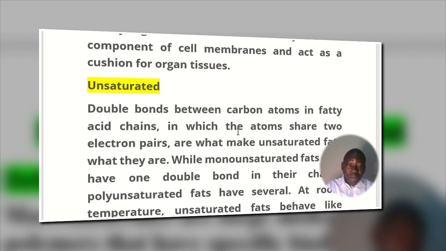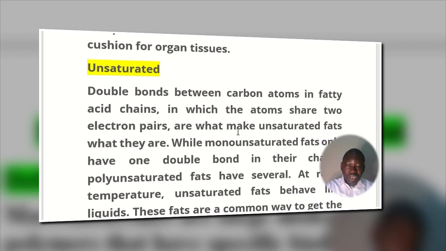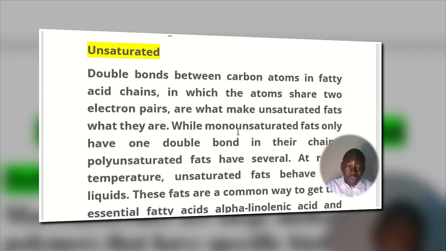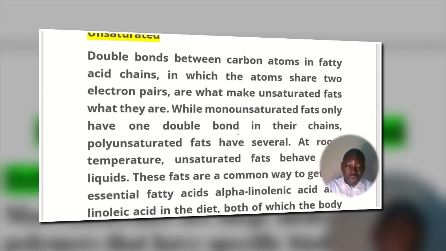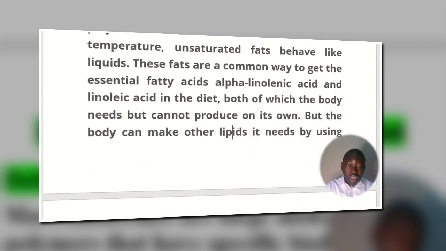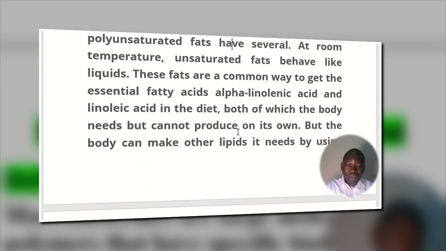Now, I want to talk about unsaturated fats. Double bonds between carbon atoms in fatty acid chains, in which the atoms share two electron pairs, are what make unsaturated fats what they are, while monounsaturated fats only have one double bond in their chains. Polyunsaturated fats have several. At room temperature, unsaturated fats behave like liquids.